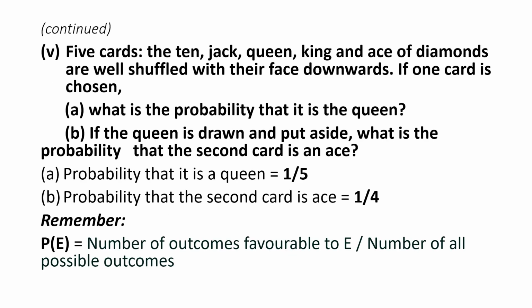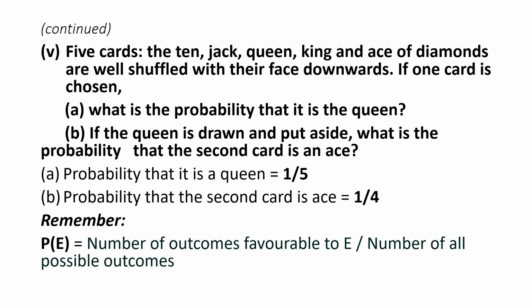Fifth case. Now suppose you are given only 5 cards, a 10, jack, queen, king and ace of diamonds, which are well shuffled and put with their face downwards. So now we are given totally only 5 cards. From these 5 cards you try to choose one card. What is the probability that it is a queen? Only one queen is there, so 1 upon 5.